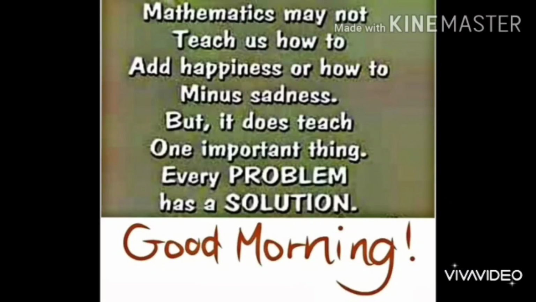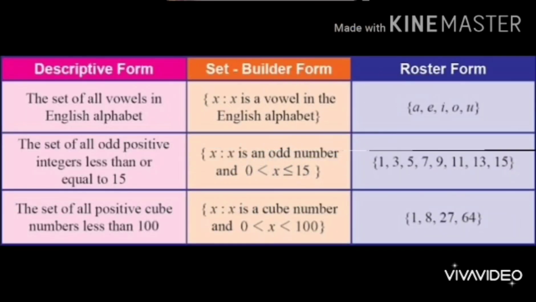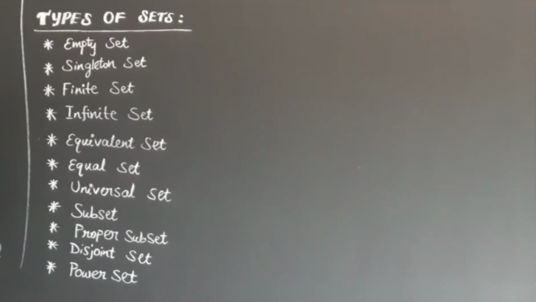Hope you are well. Okay, now let's start the discussion about the previous class. In the previous class, we learned the definition of sets and also the three forms of sets: descriptive form, set builder form and roster form. Now let's start today's class. Today we are going to see about types of sets.